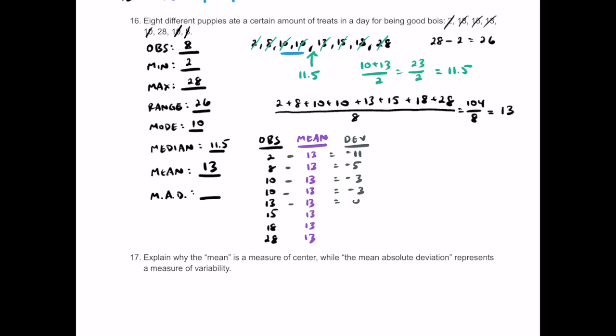This is 0. This one is exactly on the average. This one's above average, so it's positive 2. This one's also above average, so it's positive 5. And 28 minus 13 is also positive, and that's going to be 15.